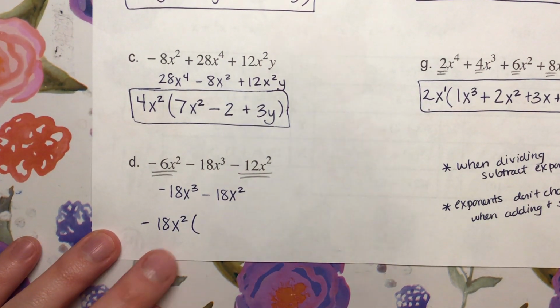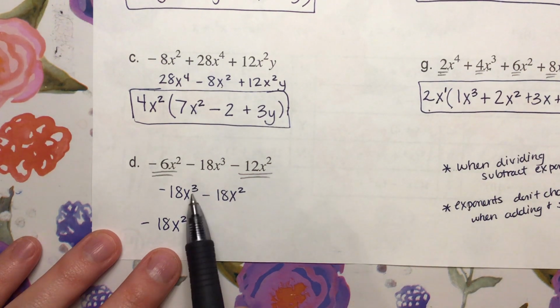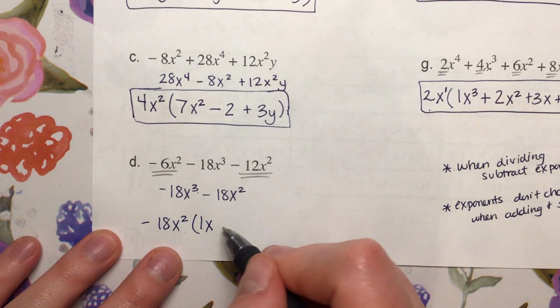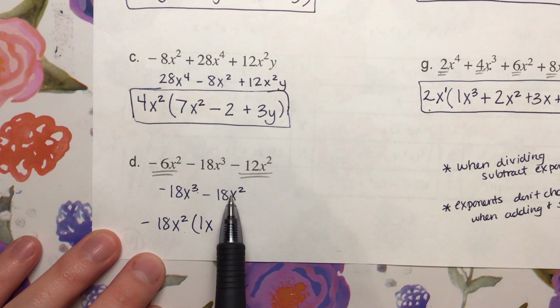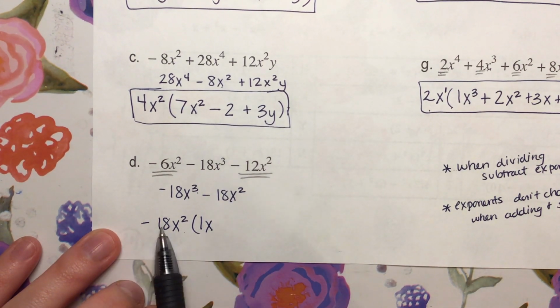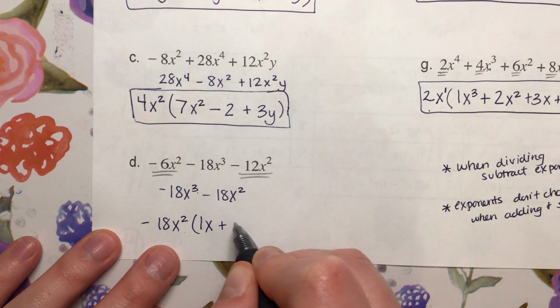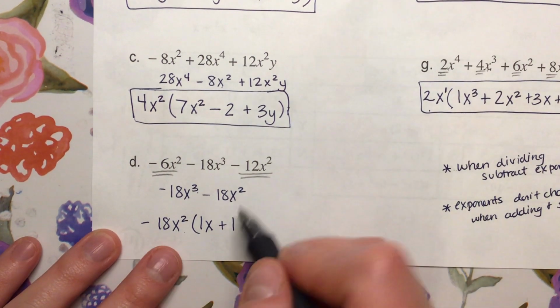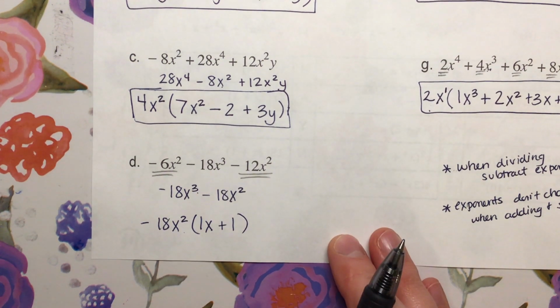Negative 18 divided by negative 18 is positive 1. X to the third divided by x squared is just x. And then I've got negative 18 divided by negative 18, which is still positive 1. And then x squared divided by x squared is just 1. And so there we go.